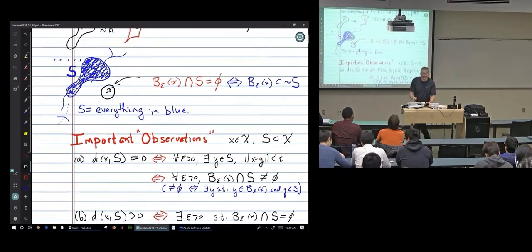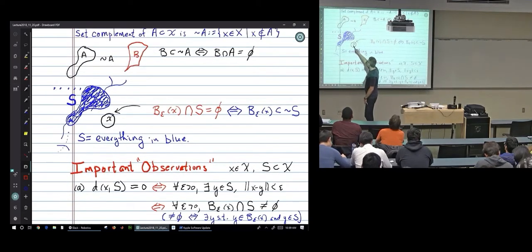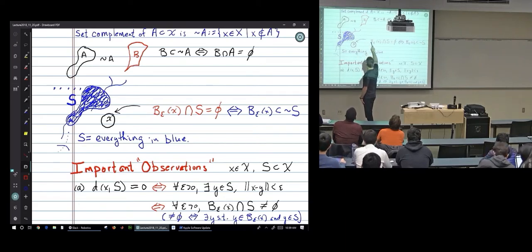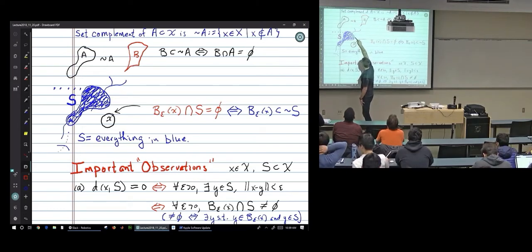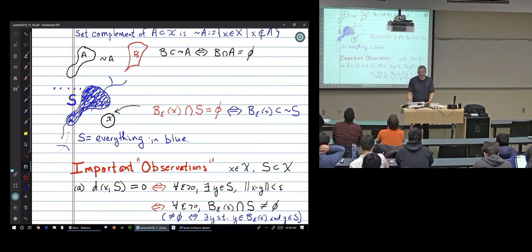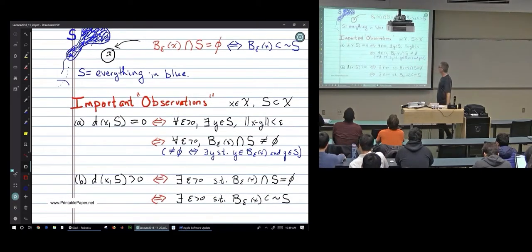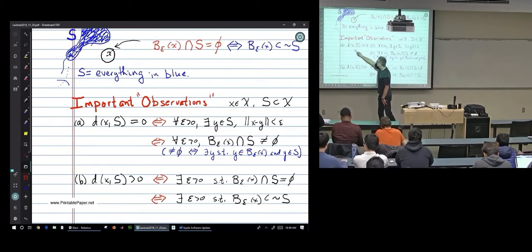Okay, so here I can put an open ball about x and be contained in the complement. That's the same thing as the distance from x to S is positive. And if the x was sitting, say, here, then no matter how small the ball is, I would intersect it with S, and then the distance from x to S would be 0. So these are the two really important things we have about distance to S is 0.